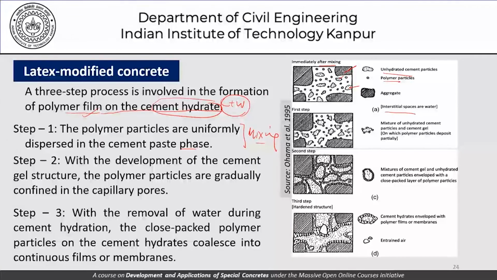In the second step, mixtures of cement gel and unhydrated cement particles enveloped with a close-packed layer of polymer particles. And finally, in the hardened structure, that's the third step, we have cement hydrates enveloped with polymer films or membranes, and we have some entrained air as part of the matrix. So this is a diagrammatic representation or a model that has been proposed for the formation or to explain the behavior of latex modified concrete.